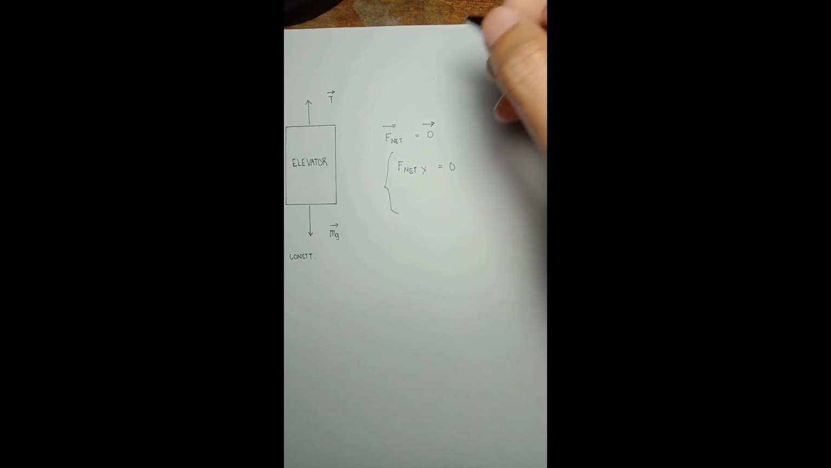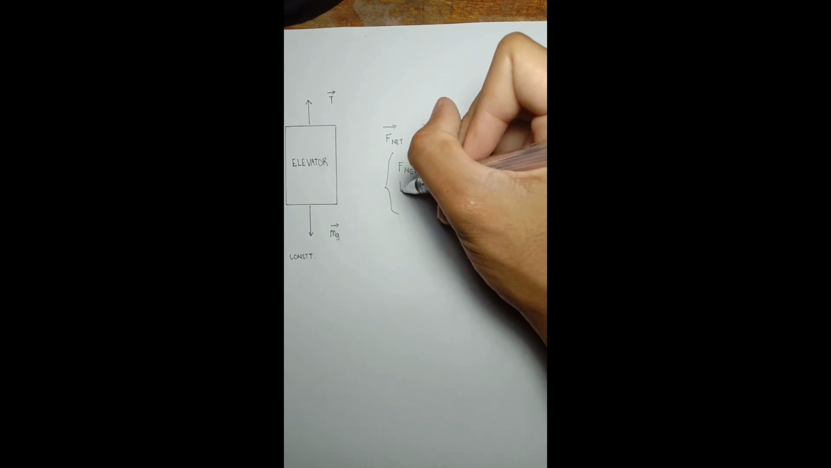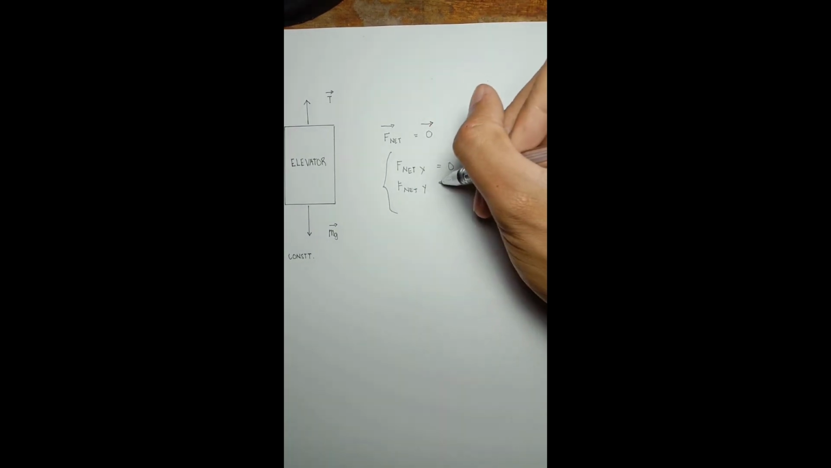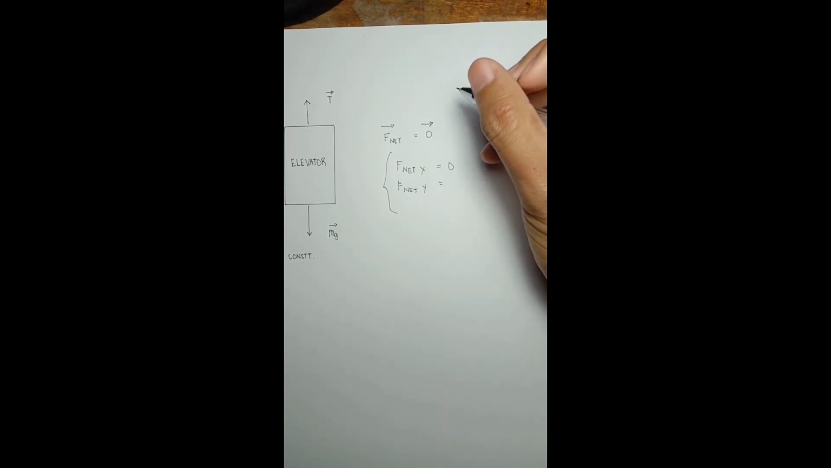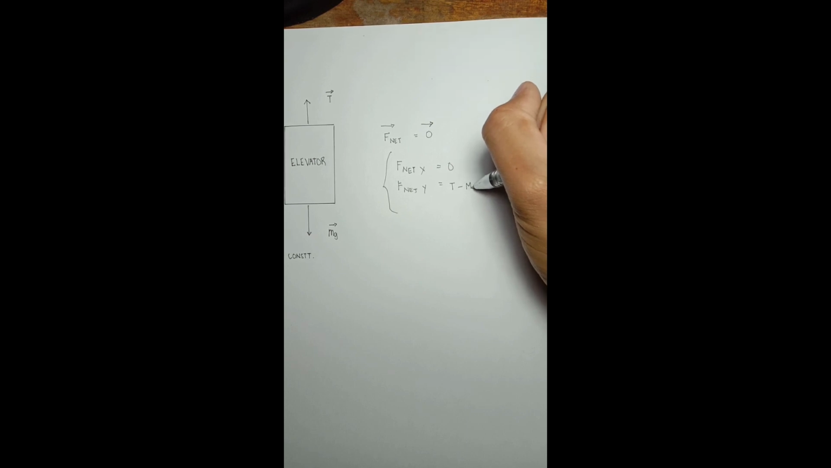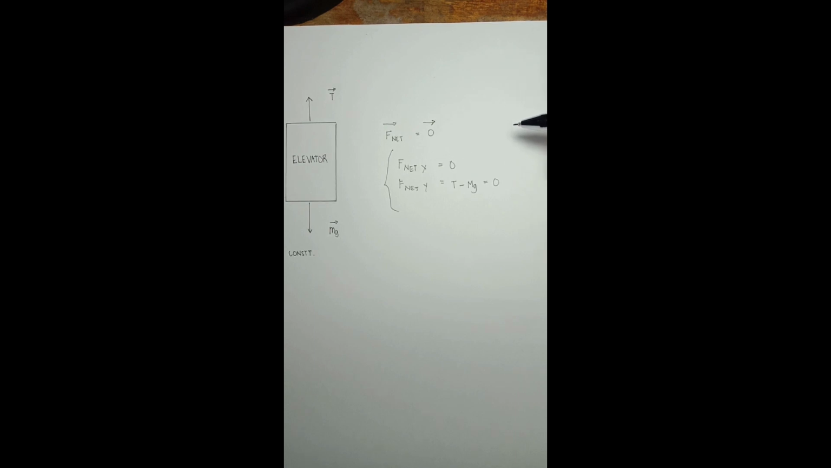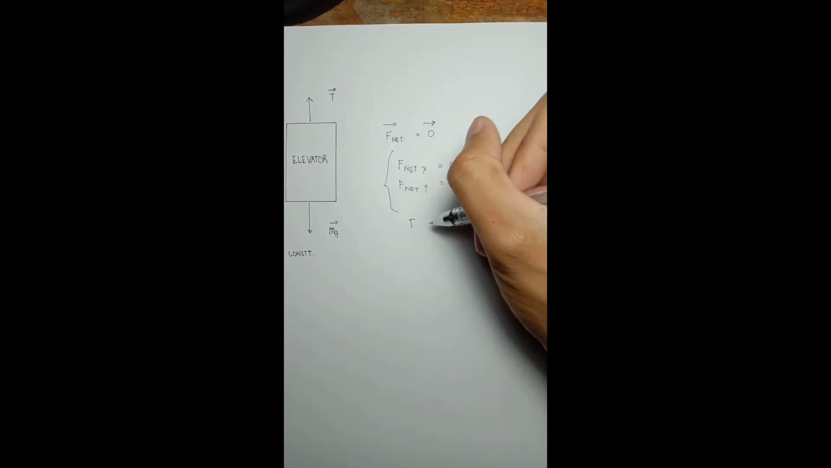Up is positive, so let's write F net y is equal to the tension minus mg is equal to 0. And thus we come to the conclusion that T is equal to mg.